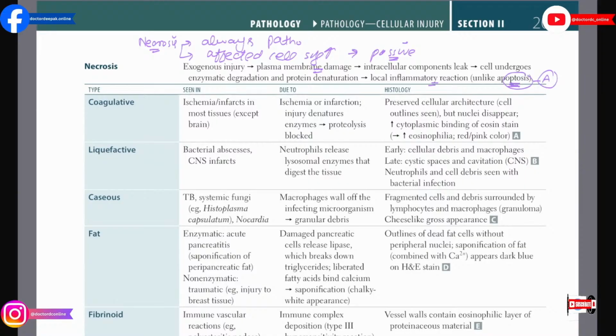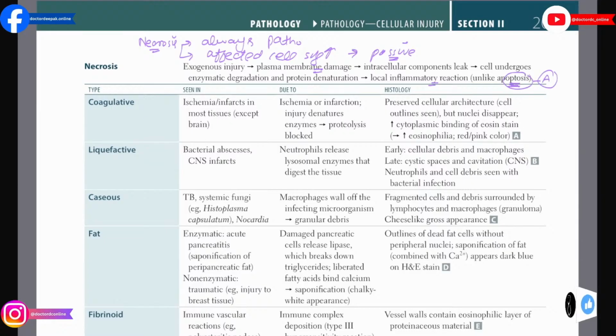Now let's discuss the different types of necrosis, and I will explain everything according to your exam. Please try to remember only the information which is explained to you, because for your USMLE exam you don't need to memorize everything from Robbins. You don't need to memorize everything from Pathoma. You just have to make your concept clear.